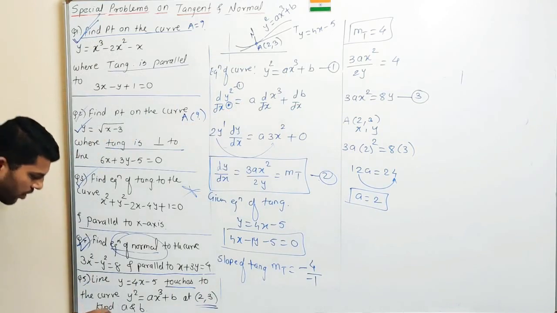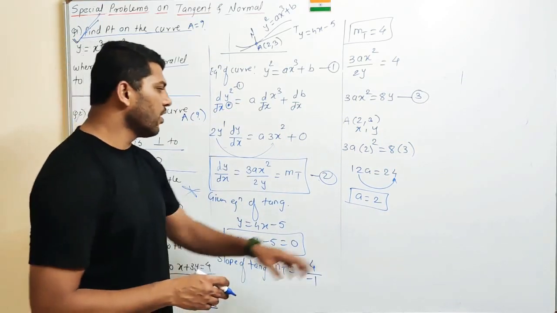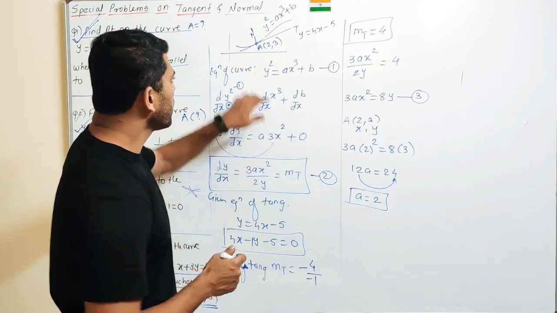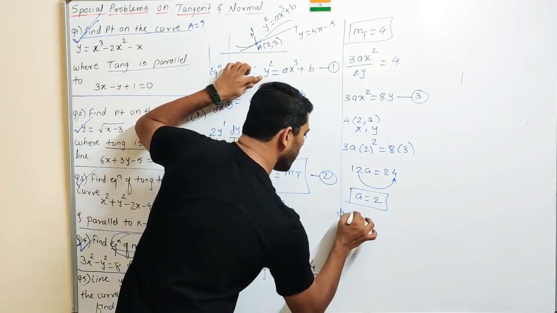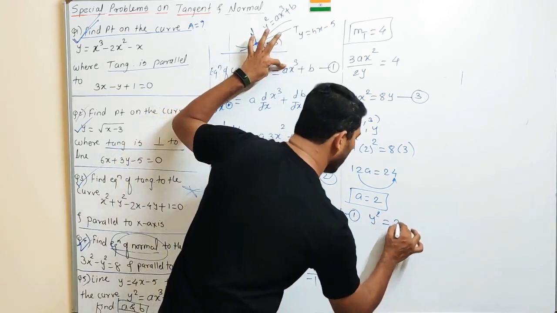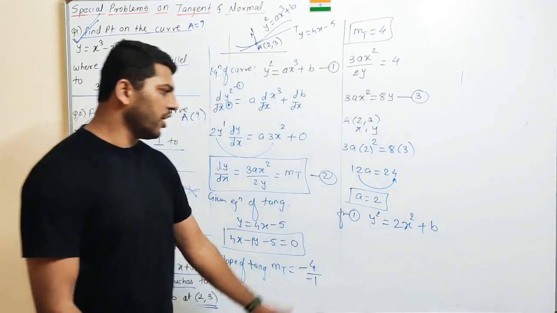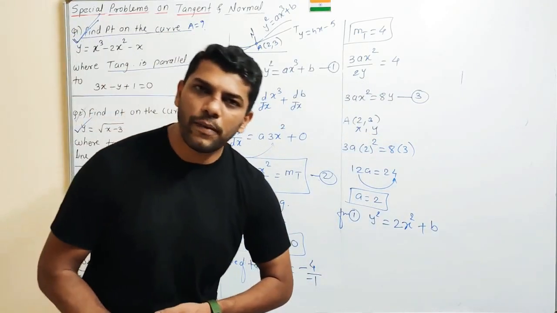What is the requirement of the problem? We have to find the values of a and b. So we got a. How to obtain b? See, from 1, the equation of curve is y square is equal to, I am substituting the value of a now, twice of x cube plus b. So can anyone guess how to find the value of b?